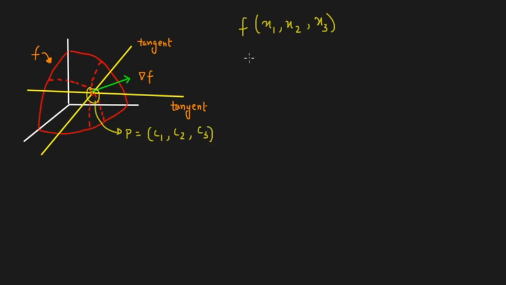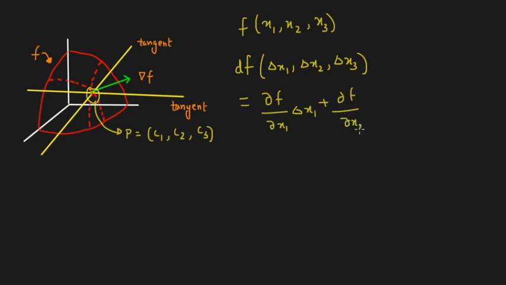What we are going to calculate now is the change in f with changes in x1, x2 and x3. And we are going to use the chain rule of derivatives for that. So the change in f with respect to change in x1, x2 and x3 can be written as partial derivative of f with respect to x1 multiplied by change in x1, plus partial derivative of f with respect to x2 multiplied by change in x2. Lastly, partial derivative of f with respect to x3 multiplied by the change in x3.